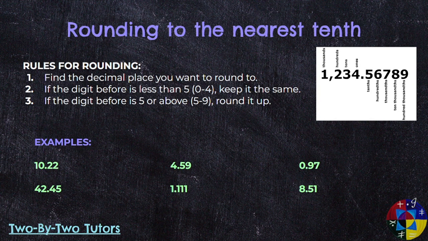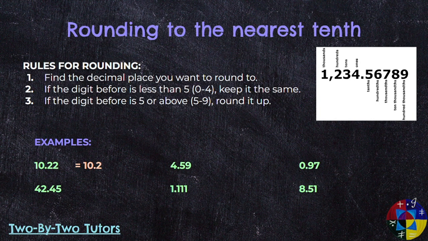In the first example, we have 10.22. Now, using the rules for rounding, we're going to look at the first decimal place, the one you want to round to, which is the tenths. And in the tenths place, it's a 2. Now, using the second rule, since the digit after it is a 2, which is less than 5, we're going to keep it the same. So the answer will be 10.2.